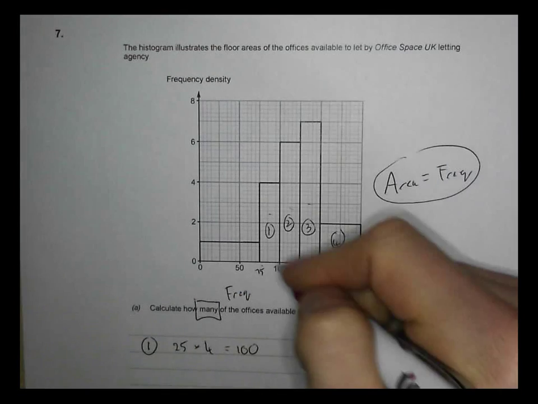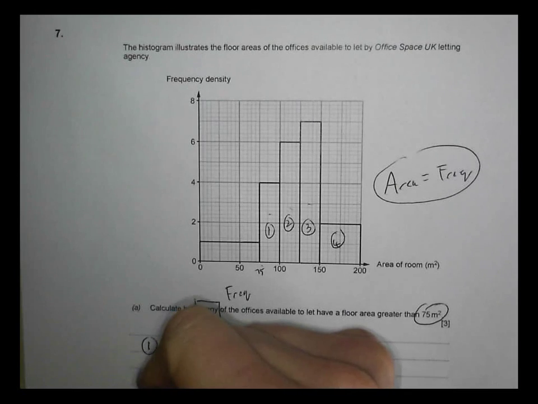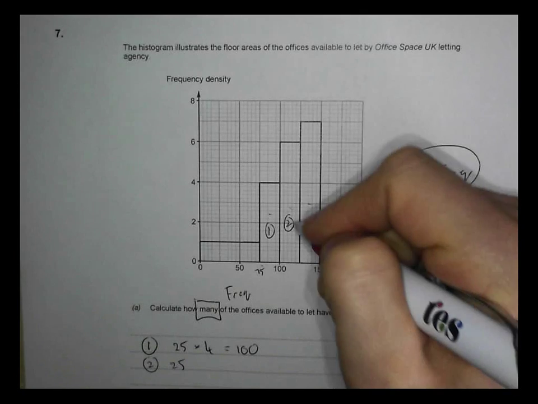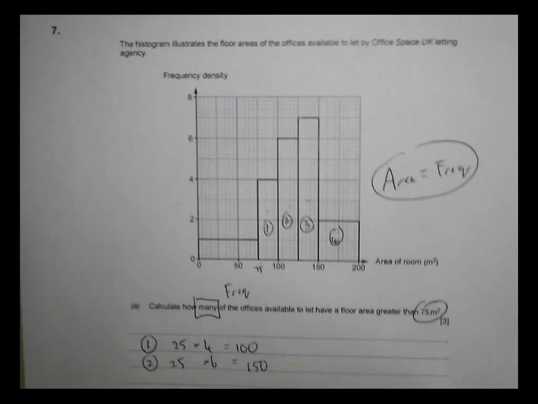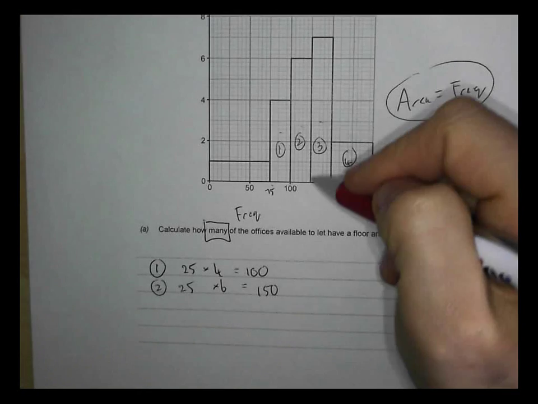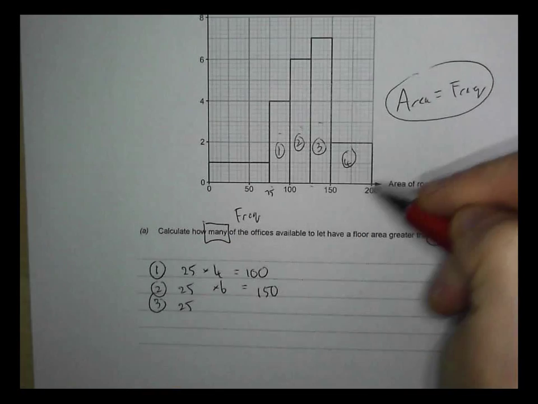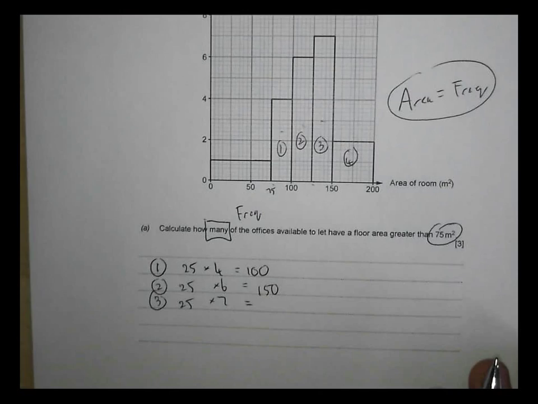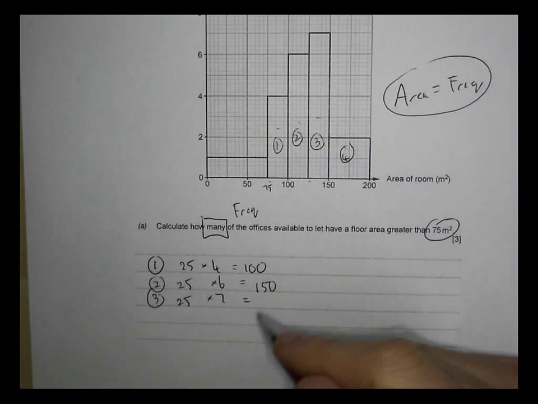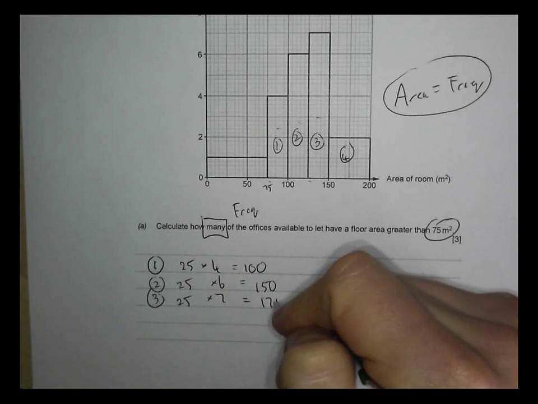Easy. Bar number 2, that goes from 100, and that must be 125. So again, that's got a base of 25. What's its height? 6. What's 25 times 6? 150. This one, bar 3, goes from 125 to 150. So again, a base of 25. What's its height? Well, it's right the way up to 7. They're trying to catch us out a little bit here with slightly harder calculations. But if 25 times 6 is 150, we need an extra 25 for that. So that's going to be 175.